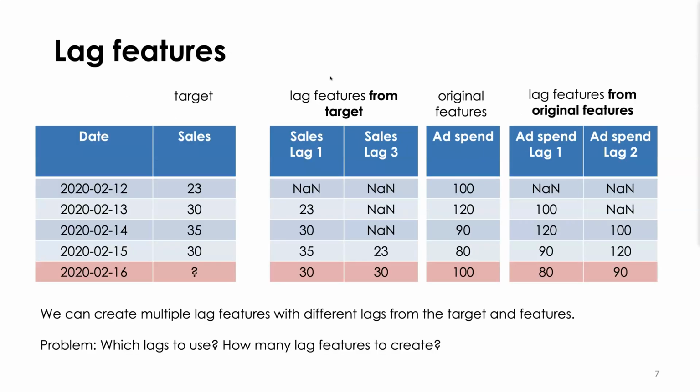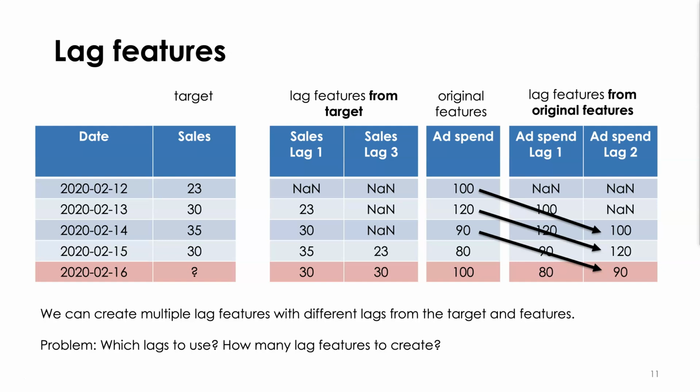In practice, we would create multiple lag features with different lags from both the target and features. So we have our target variable, and we'd create lag features from the target. So in this case, we create a lag of 1, a lag of 3, and then we might also create features from the original features. So here we have the advertising spend, and we could create a lag feature of 1 here from the advertising spend and a lag of 2. And so now there's an open question, which is, well, which specific lags should we use and how many lag features should we create? And so we address this in later parts of this section.